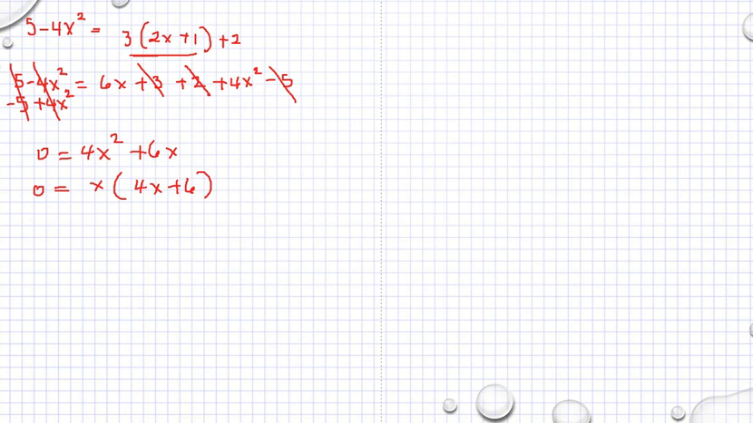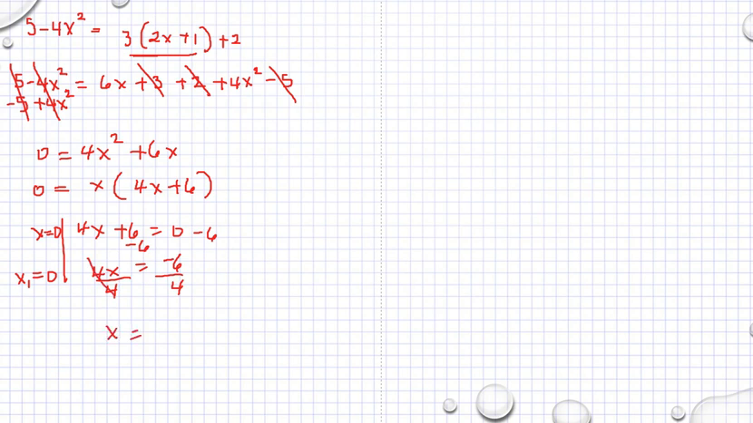So our solution now is x times (4x plus 6) is equal to 0. So our first solution is x equal to 0. The second solution, we subtract both sides of the equation. Then we have 4x is equal to negative 6. Divide both sides of the equation by 4.